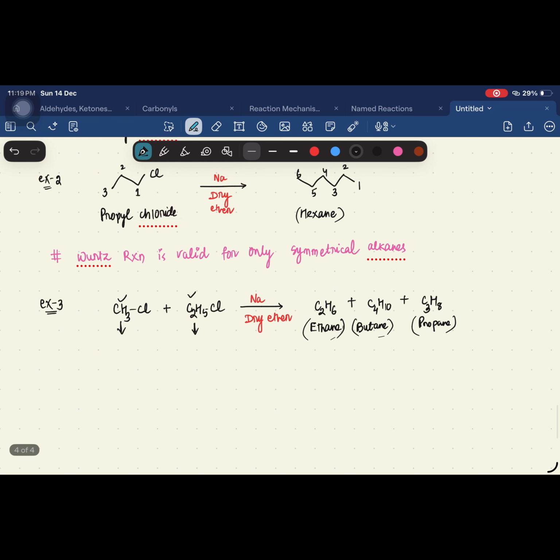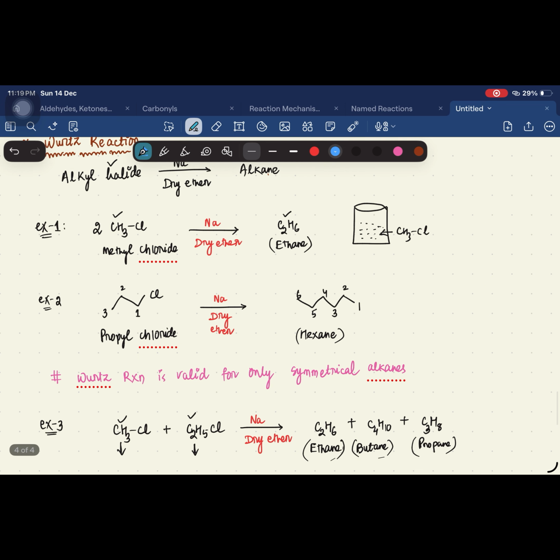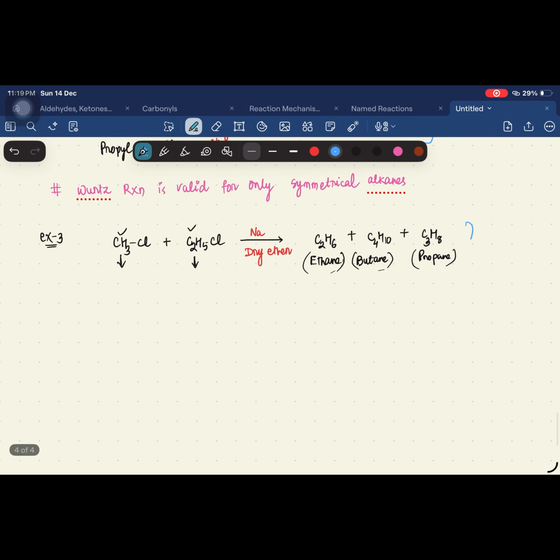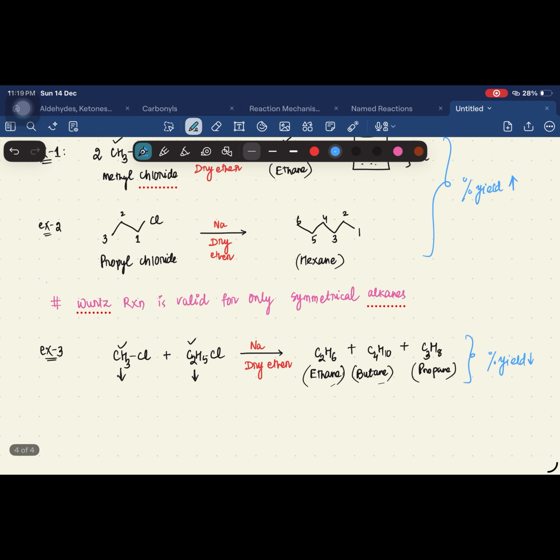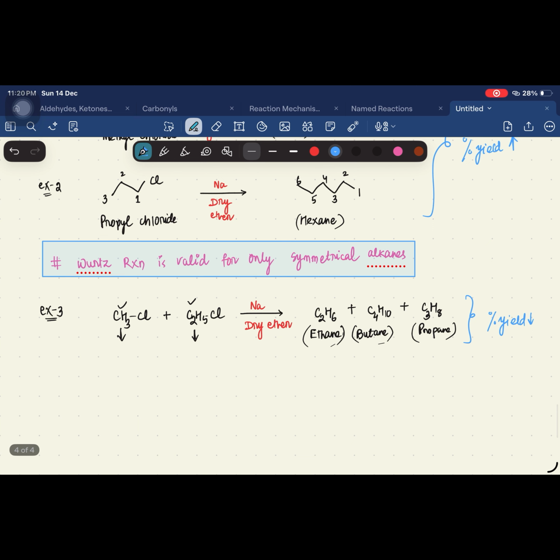But the interesting thing is, in examples 1 and 2, the percentage yield is very high, but in example 3, the percentage yield is very low. That's why the statement is that the Wurtz reaction is valid only for symmetrical alkanes, because the amount produced in this reaction is higher for symmetrical alkanes, not for unsymmetrical or asymmetrical alkanes.